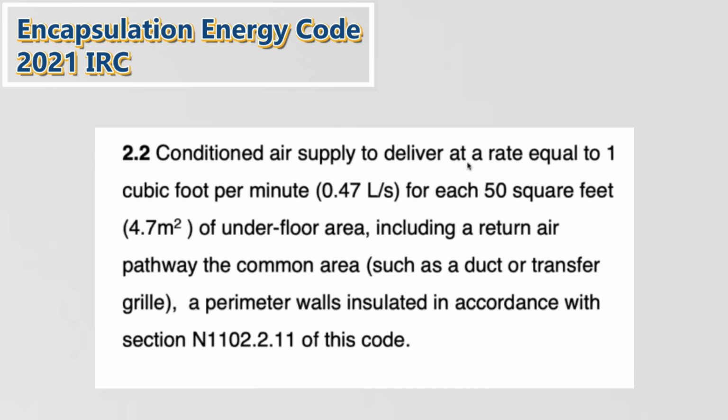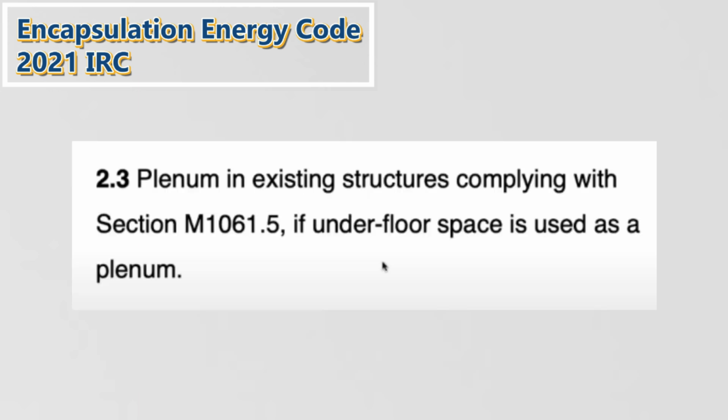including a return air pathway to the common area, such as duct or transfer grill. Perimeter walls are to be insulated in accordance with Section N1102.2.11. In Section 2.3, the plenum in existing structures must comply with Section M1601.5 if underfloor space is used as a plenum.